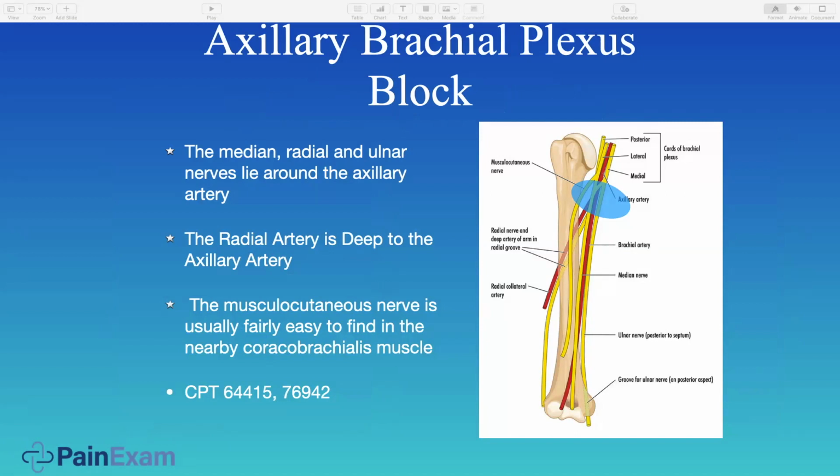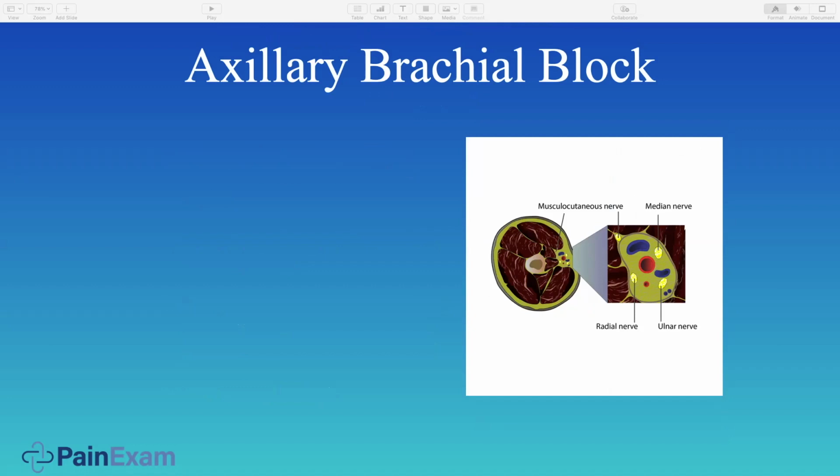The musculocutaneous nerve is usually easy to find. You're just going to take your probe and slide it a little bit more distal into the coracobrachialis muscle body.